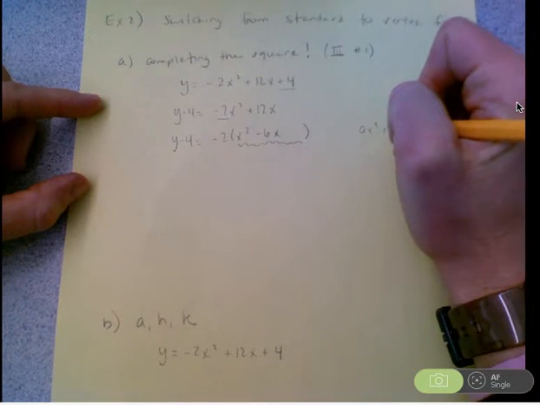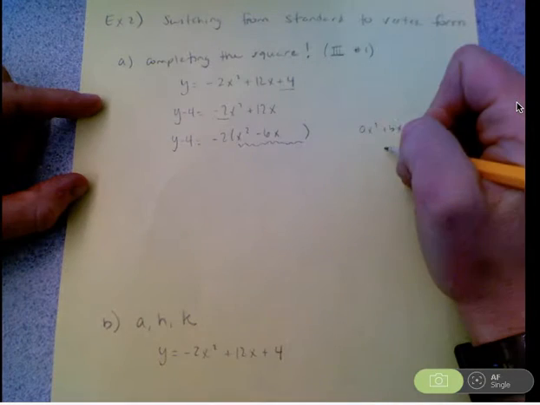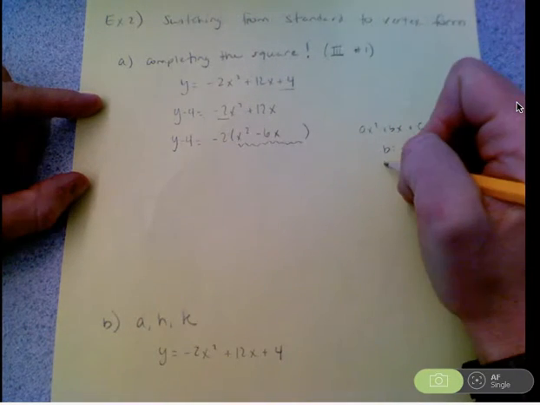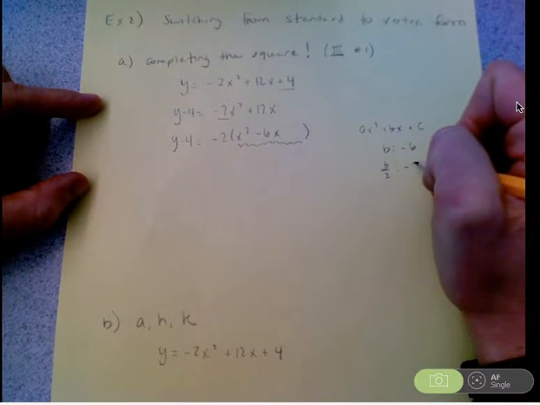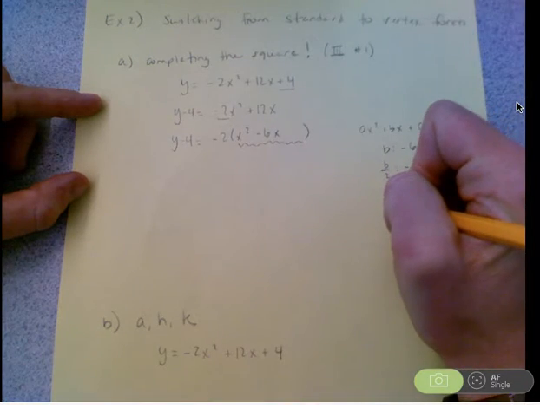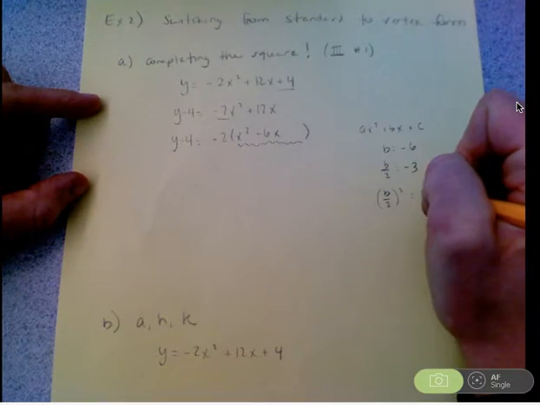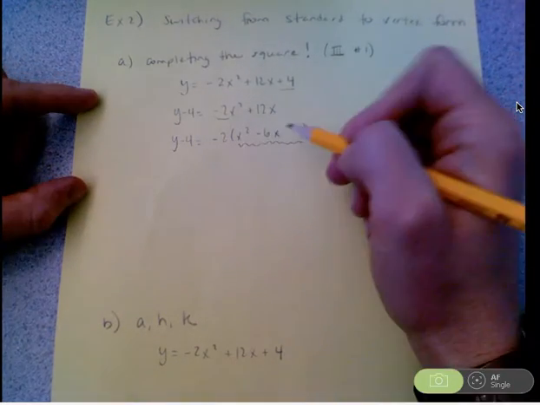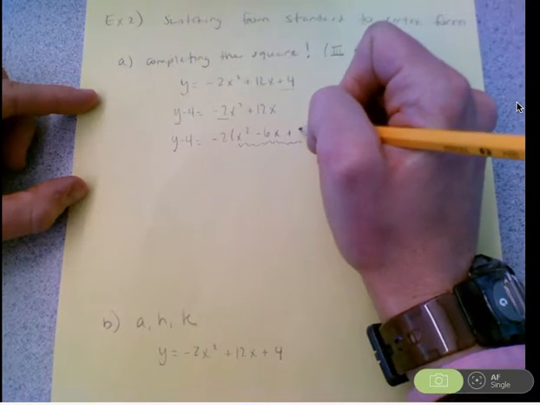This is really a x squared plus bx plus c. So my b value is negative 6. We are going to cut b in half and get negative 3. We're going to square that and get 9. This is going to become important again in a minute. The 9 is what we're going to add in here. So we're going to add the 9 in here.